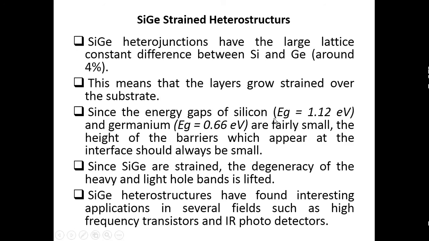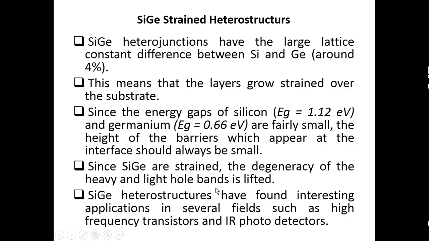Since the energy gap of silicon, for example, is 1.12 electron volt, we know the energy gap of silicon is 1.12 electron volt, and that of germanium is about 0.66 electron volt. That is the energy gap. And this energy gap of germanium is fairly small, 0.66 only. The height of the barriers which appear at the interface should always be small. Since the SiGe structures are strained, the degeneracy of the heavy and light hole bands is lifted.